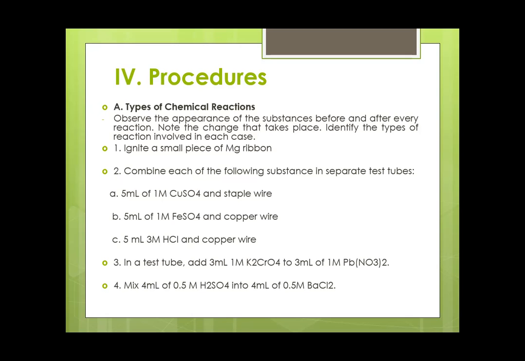And 3. In a test tube, add 3 ml 1M K2CrO4 to 3 ml of 1M Pb(NO3)2. And number 4, mix 4 ml of 0.5M H2SO4 into 4 ml of 0.5M BaCl2.